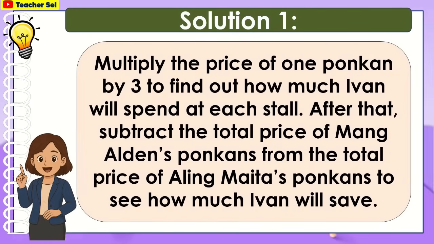For solution 1, multiply the price of 1 pongkan by 3 to find out how much Ivan will spend at each stall. After that, subtract the total price of Mang Alden's pongkans from the total price of Aling Maita's pongkans to see how much Ivan will save.